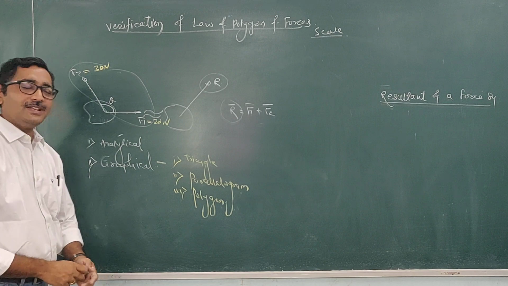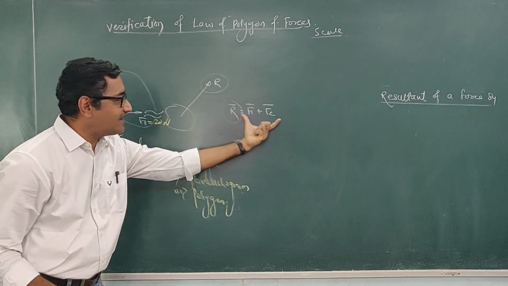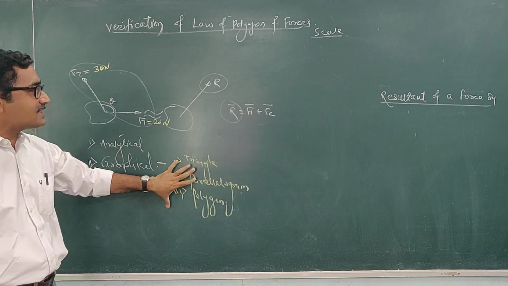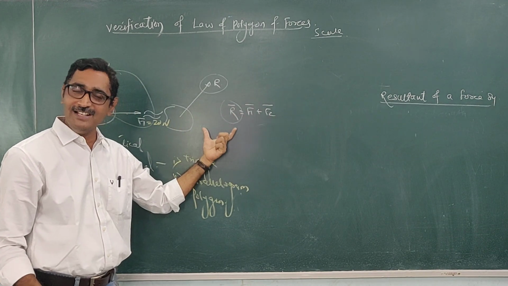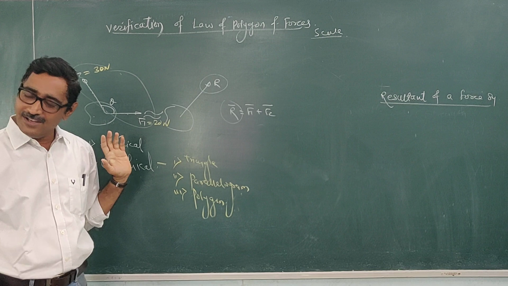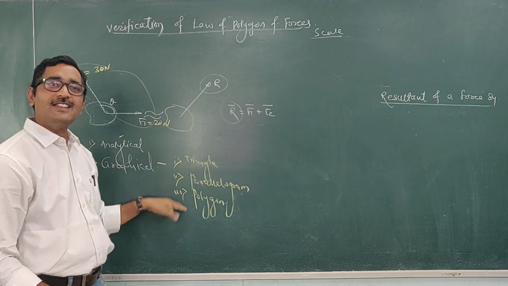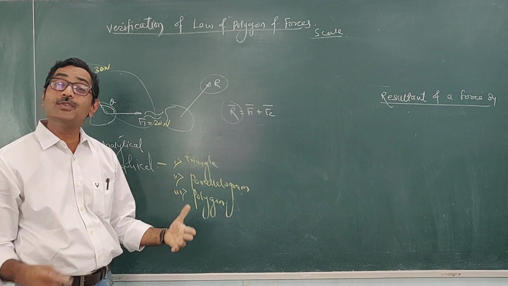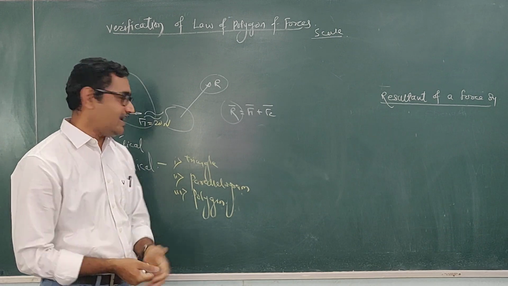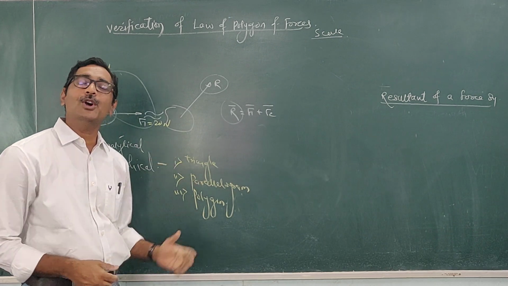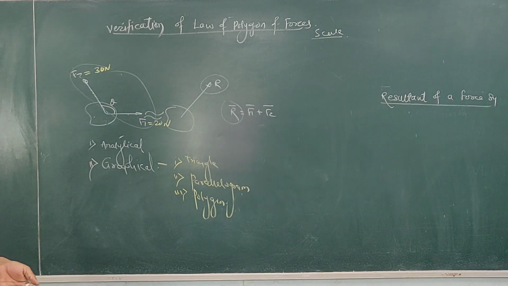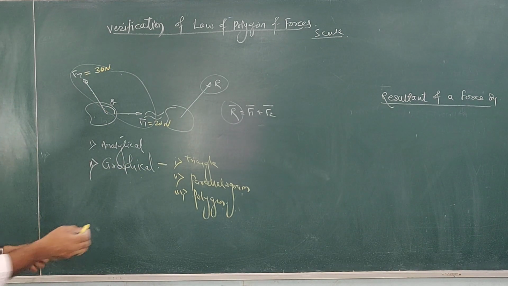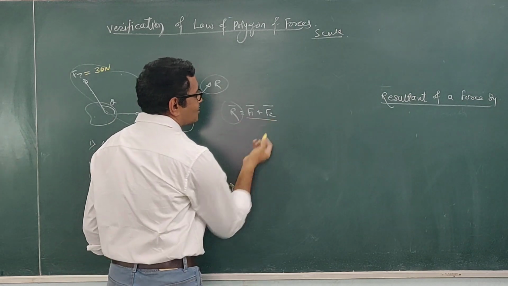Since all these three are graphical methods to add vectors, and we are going to use these three graphical methods to add the forces to get the resultant, related to our subject we can say that these are the graphical methods to find the resultant. Triangle law, parallelogram law, and polygon law are the graphical methods to find the resultant. So this is all about the resultant. It is just a vector summation of all the forces.